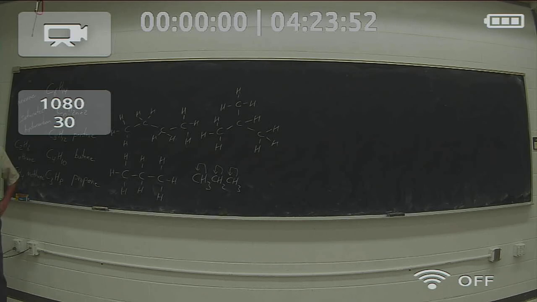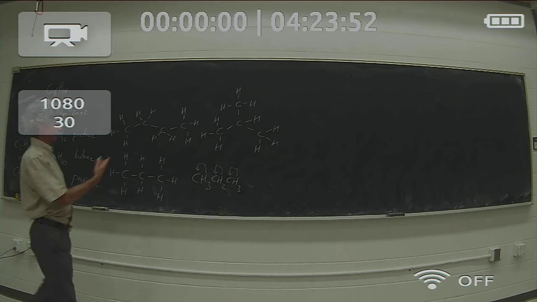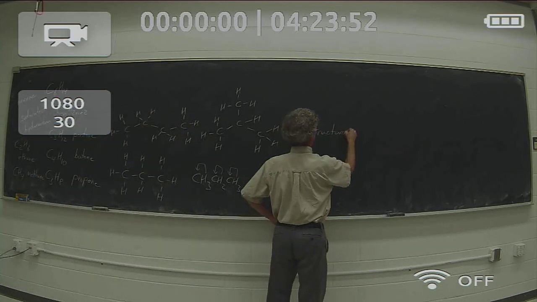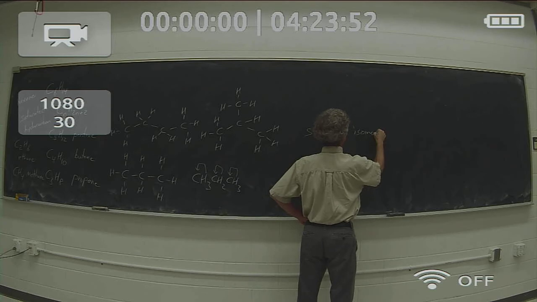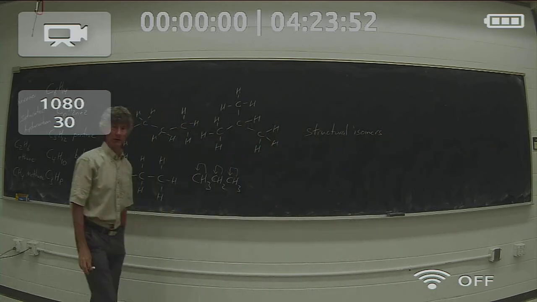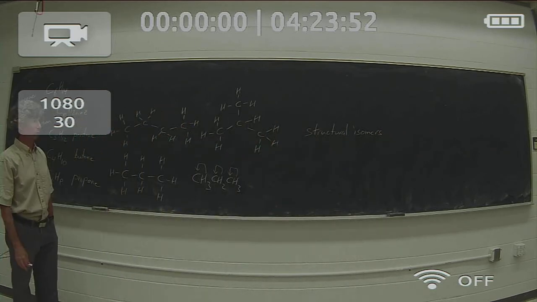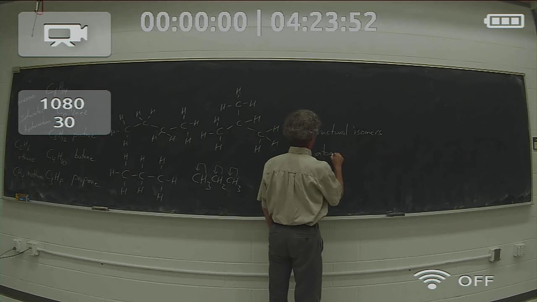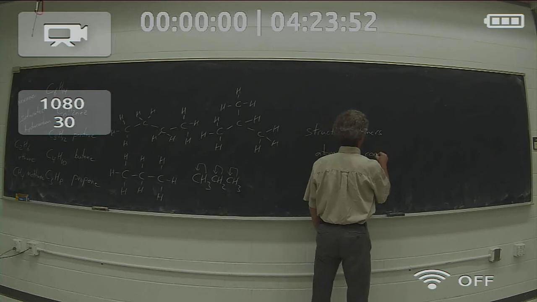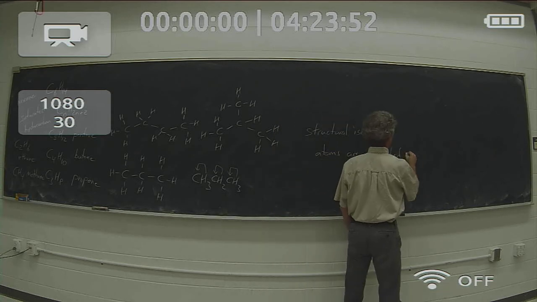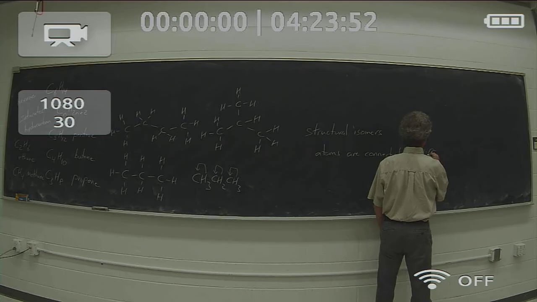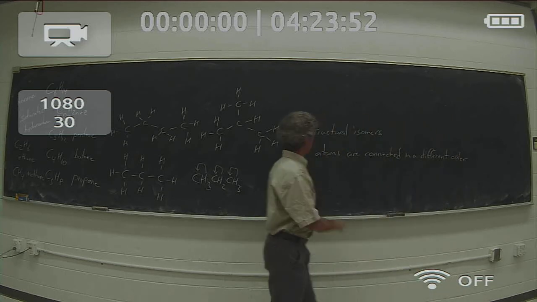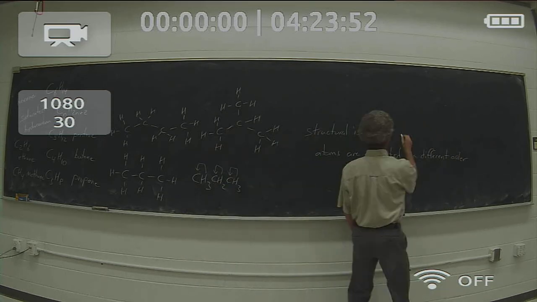Those 2 molecules are structurally different. They are in fact called structural isomers. Remember from general chemistry that the definition for structural isomers is that the atoms are connected in a different order. Structural isomers may also be referred to as constitutional isomers.